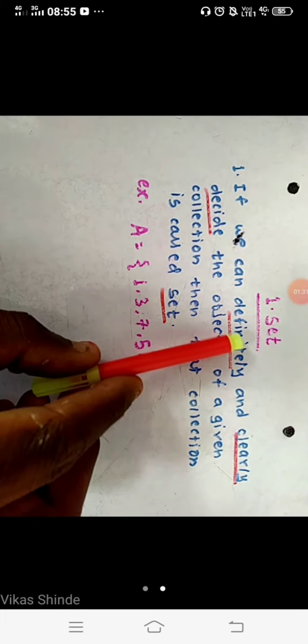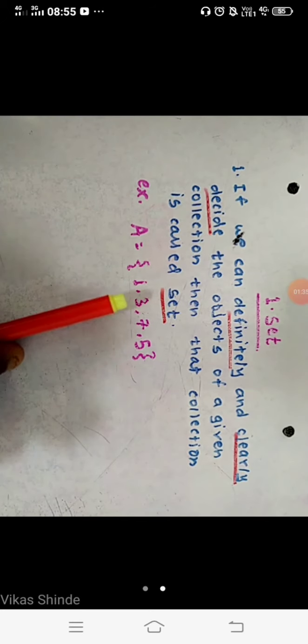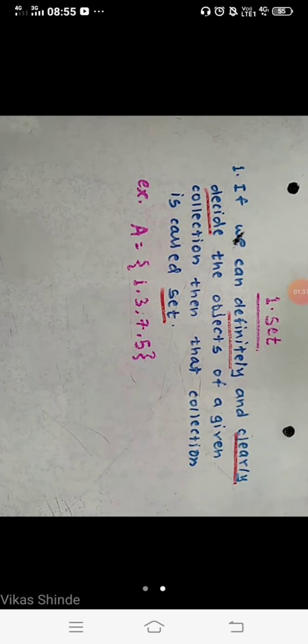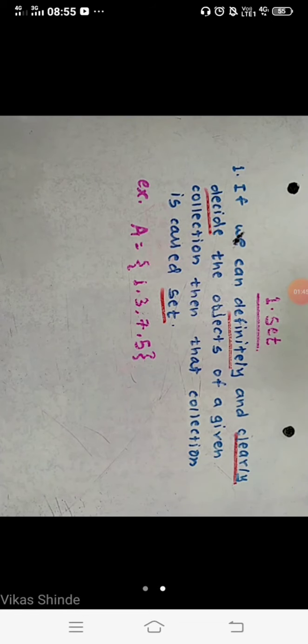Because why? Definitely and clearly we can decide. Means here we can count the numbers. How many elements are here? Only 4 elements are here. Means we can definitely count how many elements are here. So this is an example of set. Suppose I take another example, the book set.